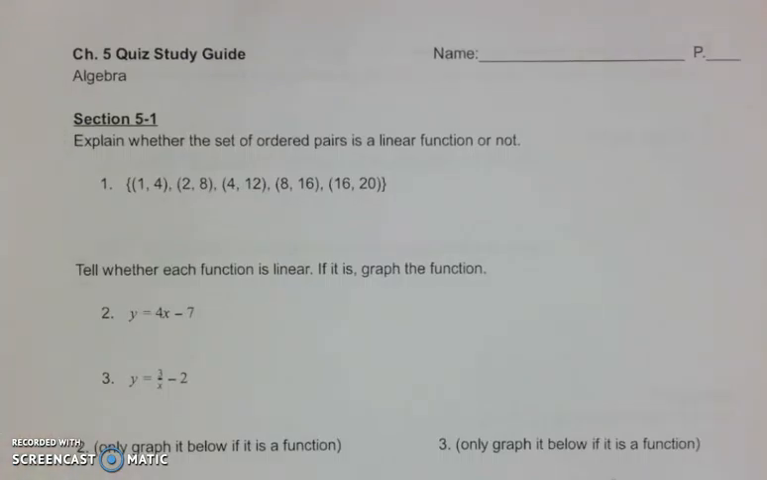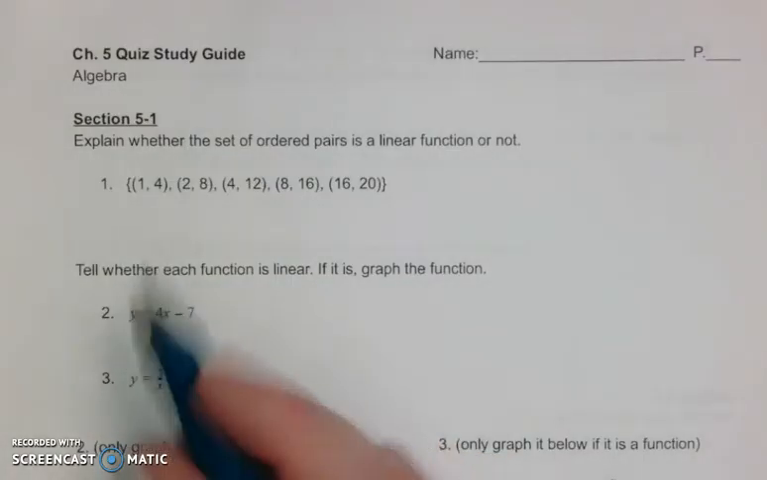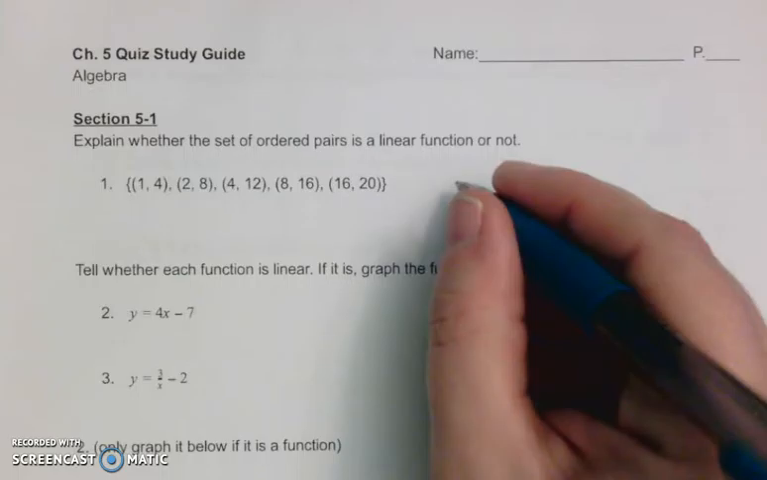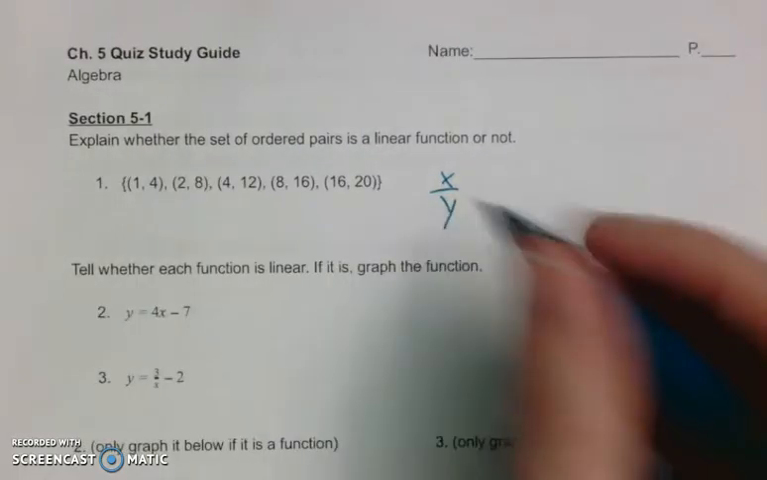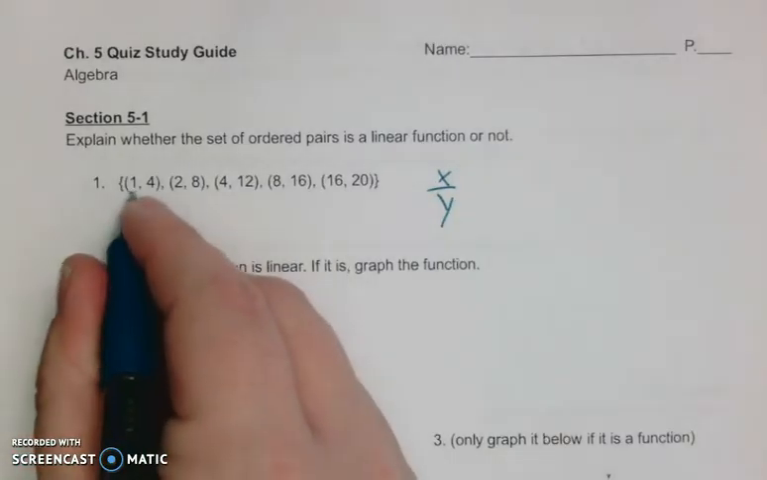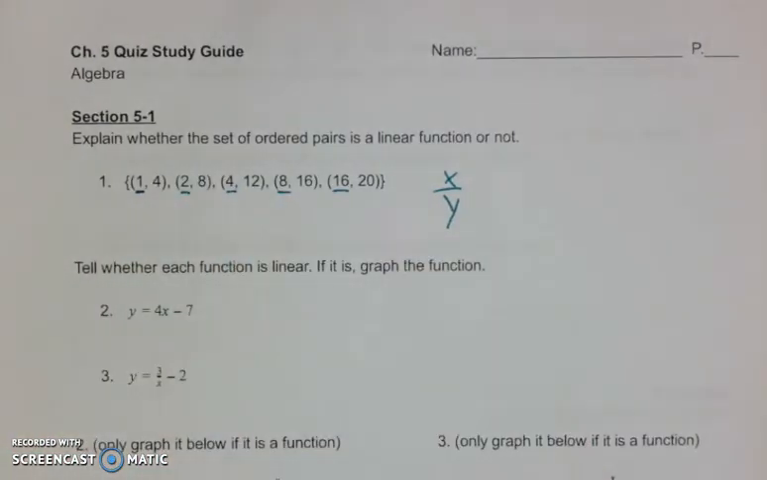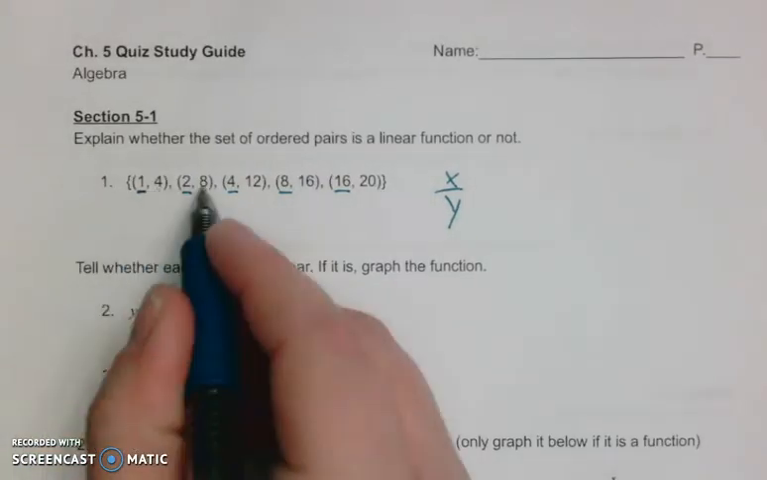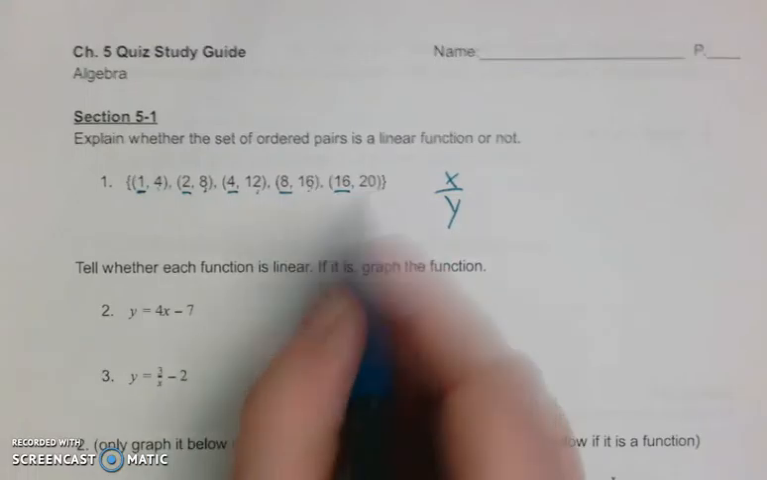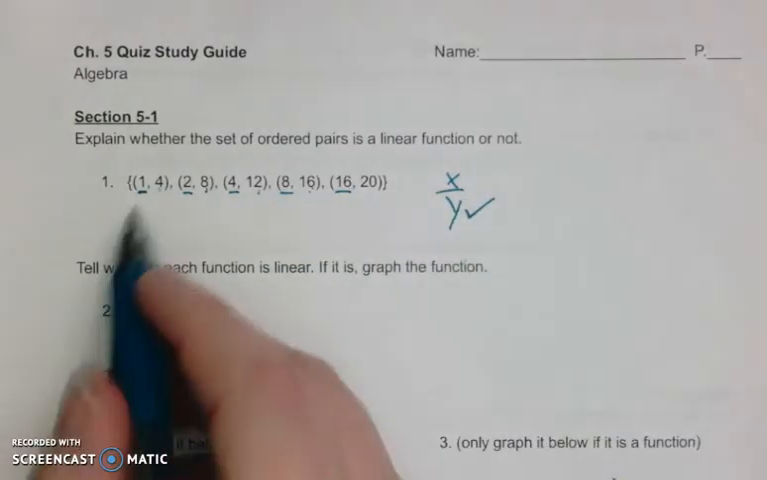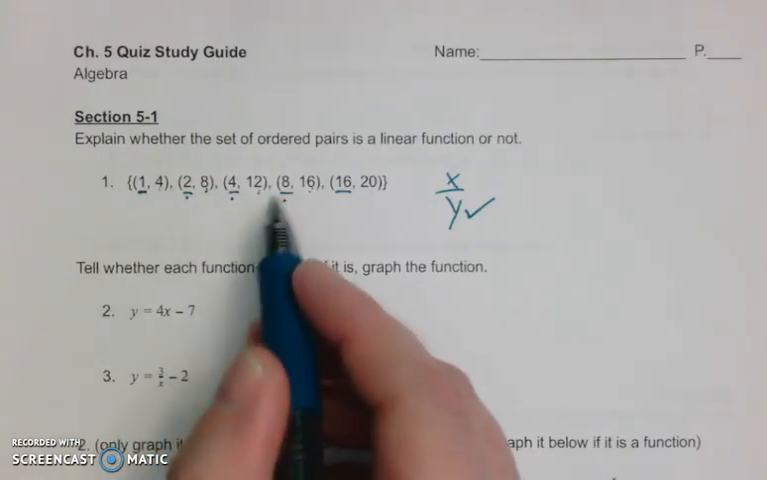So the first couple of questions is tell whether the set of ordered pairs is a linear function or not. So remember, you have to have a constant change in x over the constant change in y to be linear. They have to be a constant change. So look at the x. It goes 1, 2, 4, 8, 16. Is that a constant change? Look at the y. 4, 8, 12, 16, 20. So it increases by 4, 4, 4, 4. So the y is constant. But x goes up by 1, then goes up by 2, and then 4. So that is not constant.